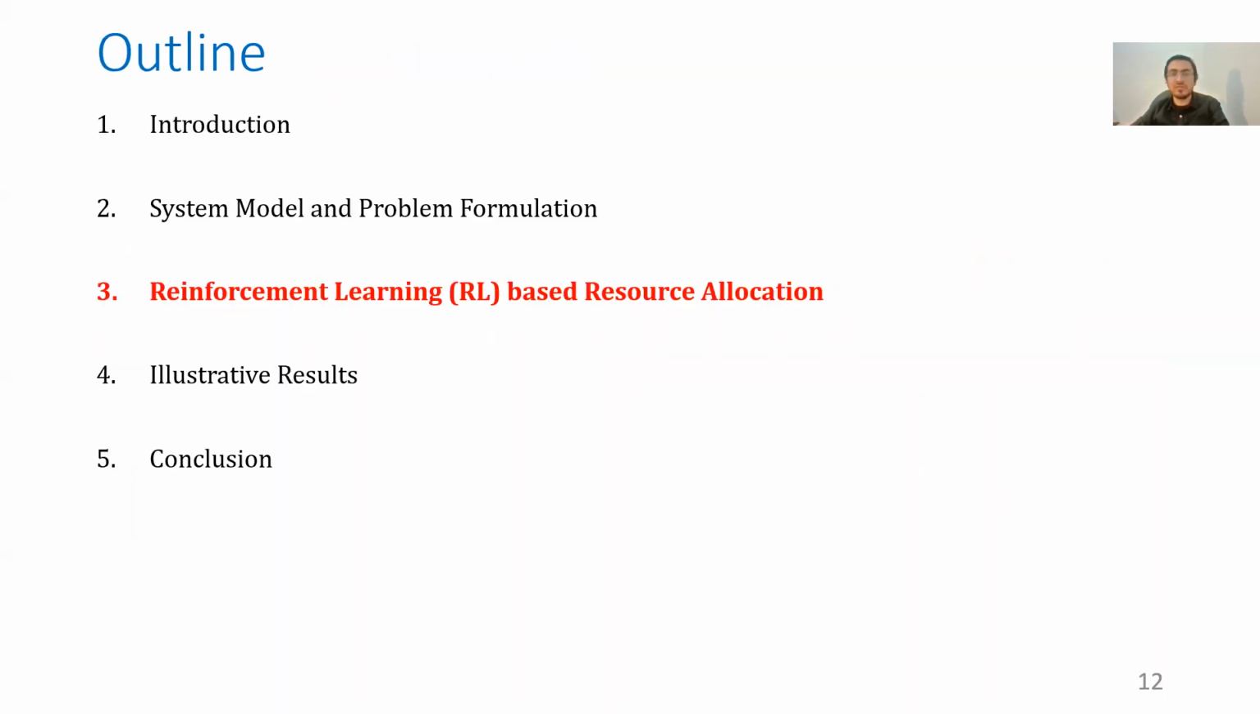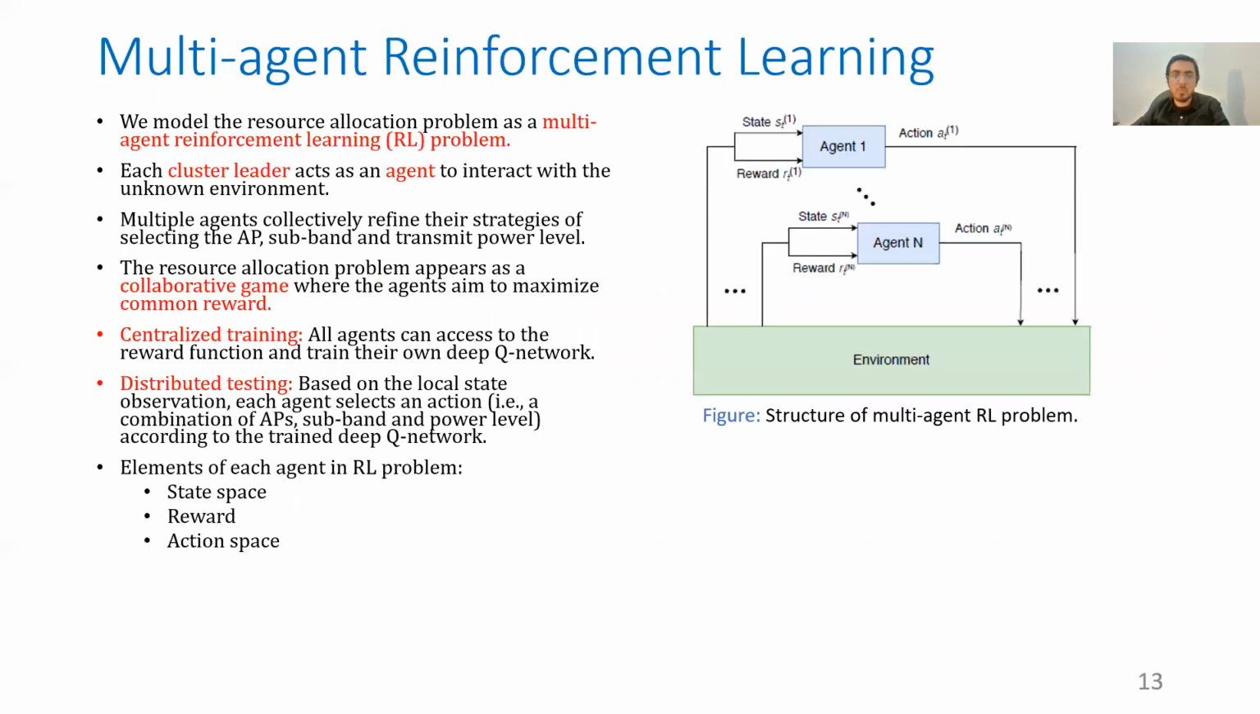So moving on to the reinforcement learning-based resource allocation. In our approach, each cluster leader acts as an agent and interacts with the unknown environment. Based on the feedback it receives, it defines a strategy for user association and resource allocation. In order to ensure collaboration, we use a common reward for all of the agents during the centralized training stage. Moreover, the testing is implemented in a distributed manner where the trained deep Q network is used to select the action.